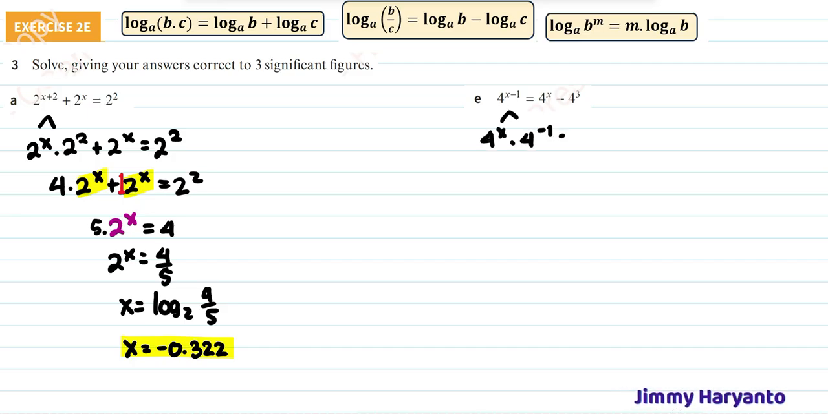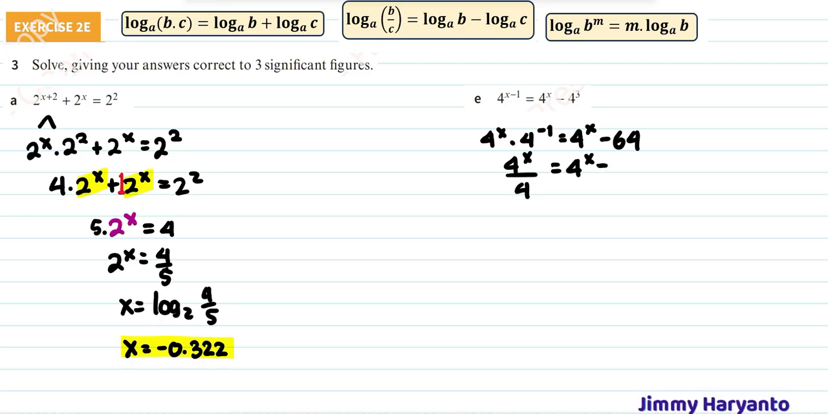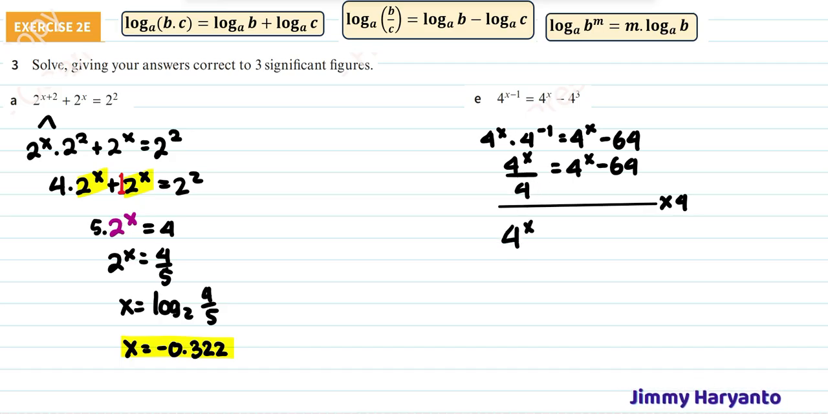times 4 to the power of negative 1 equals 4 to the power of x minus 64. For this one you cannot use any properties. Subtraction doesn't become division, because we don't have any properties like that. For this one you will have 4 to the power of x over 4 equals 4 to the power of x minus 64, and then I will times them all by 4 to eliminate this 4. I will have 4 to the power of x equals 4 times 4 to the power of x minus 256, and then I will move this to the left hand side.